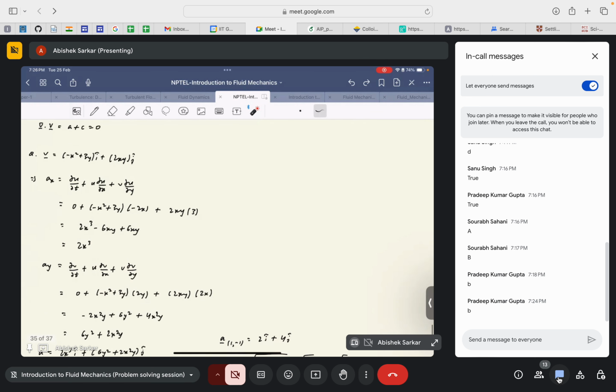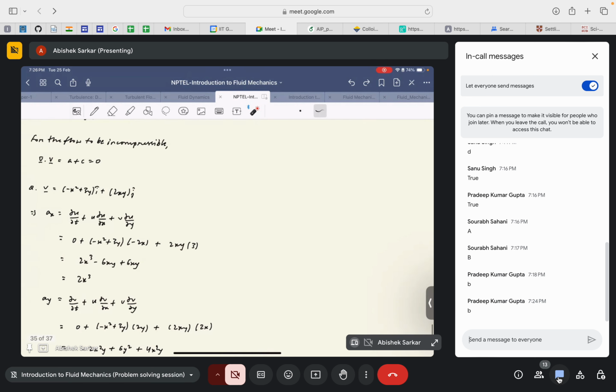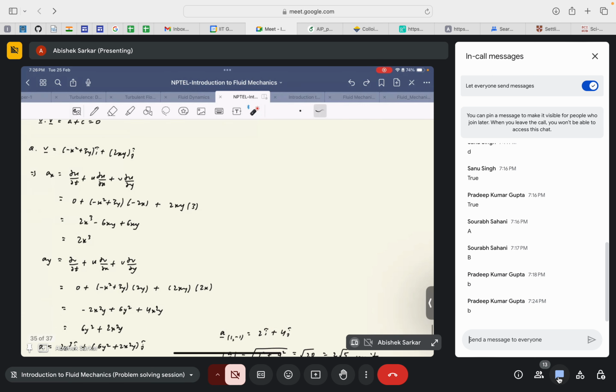So here we have the velocity vector as x minus x square plus 3y i cap plus 2xy j cap. Okay, so we can write ax as dou u by dou t plus u dou u by dou x plus v dou u by dou y. So dou u by dou t would be equal to 0 because the flow is steady. Moreover, you can see that there is no time dependence of the velocity component.